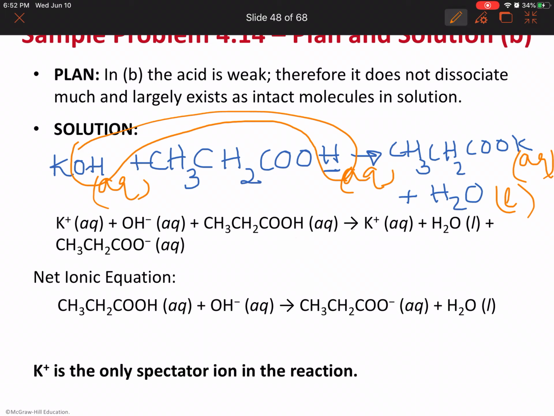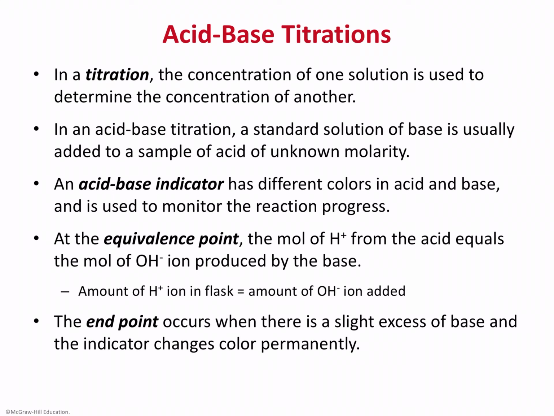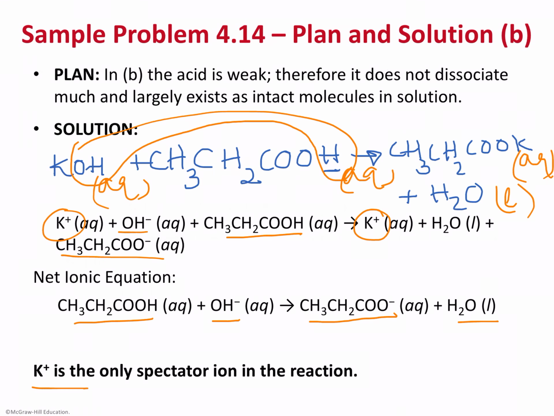So what are our spectator ions? It's going to be K plus here, K plus here. K plus is the only spectator ion, and for the net ionic equation you have propionic acid and hydroxide forming propionate ion and liquid water. That is with a weak acid and a strong base. Okay, so let's stop here before we go to the acid-base titrations.